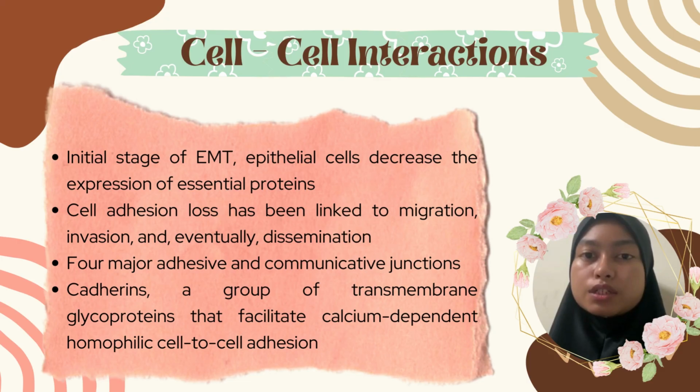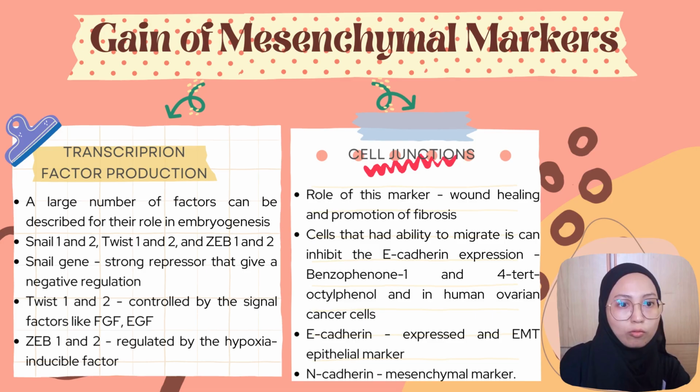Next is cell-cell interaction. During the initial stage of EMT, epithelial cells decrease the expression of essential proteins involved in homeostasis, particularly those involved in cell-cell interaction and ECM cell exchanges. Furthermore, cell adhesion loss has been linked to migration, invasion, and eventually dissemination inside the body. The four major adhesive and communicative junctions, AJs, tight junctions, TJs, gap junctions, GJs, and the desmosomes, all diminish in such situations. For the gain of mesenchymal markers, this includes transcription factor production and cell function.